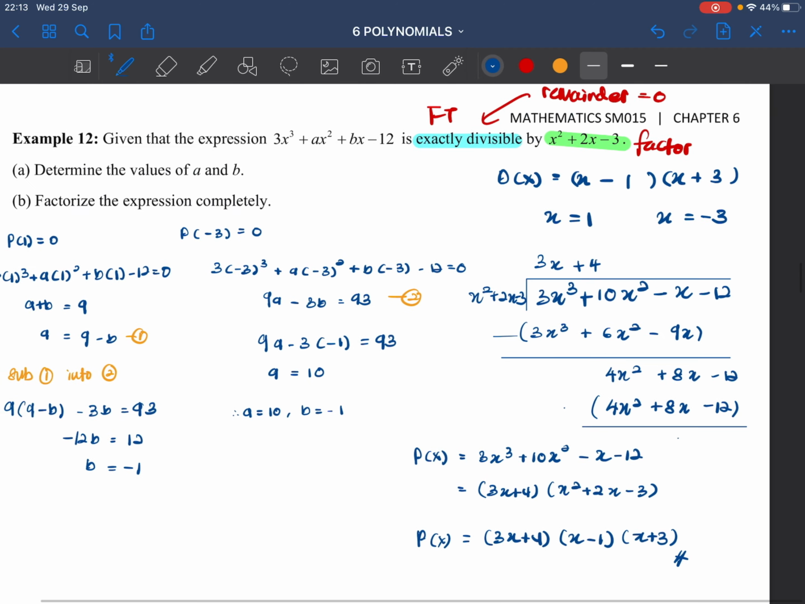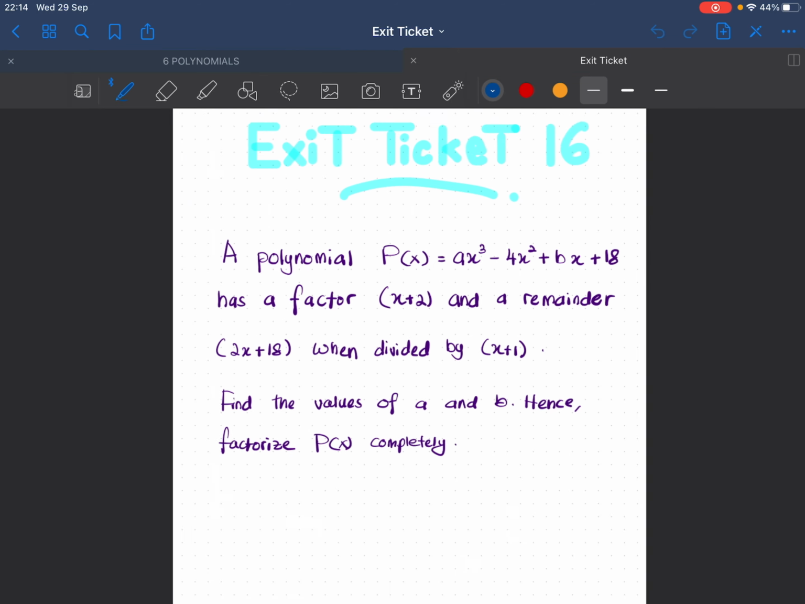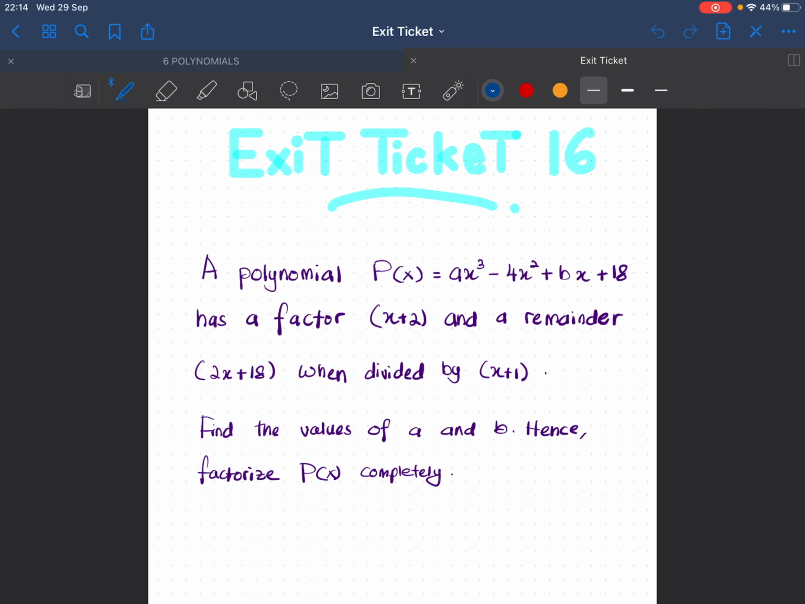Okay, so that is how we use our factor theorem. If x minus a is a factor, pa is equals to 0. Here is your exit ticket for today. So make sure you read carefully, find your a and b, and factorize completely.